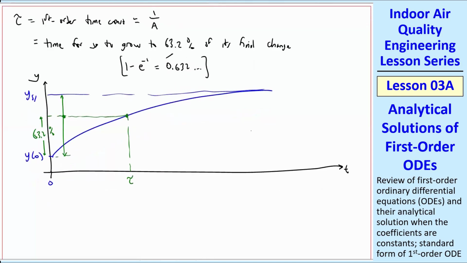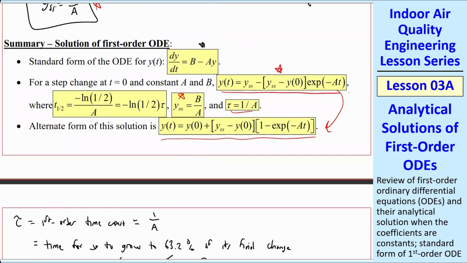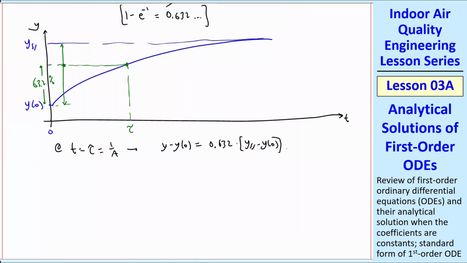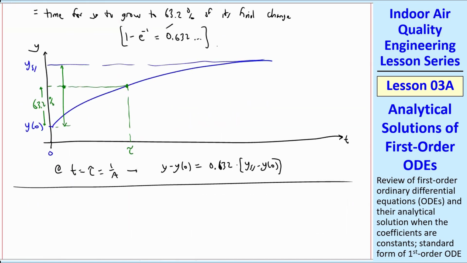Well, you can plug into the equation also, and you'll find that at t equal tau equal 1 over a, you get that y minus y0 equals 0.632 times yss minus y0. So that comes from either this equation or this equation. So that kind of verifies it. It's 0.632 or 63.2% of the change, the final change from 0 to the steady state value. That's nice, and mathematicians like it.